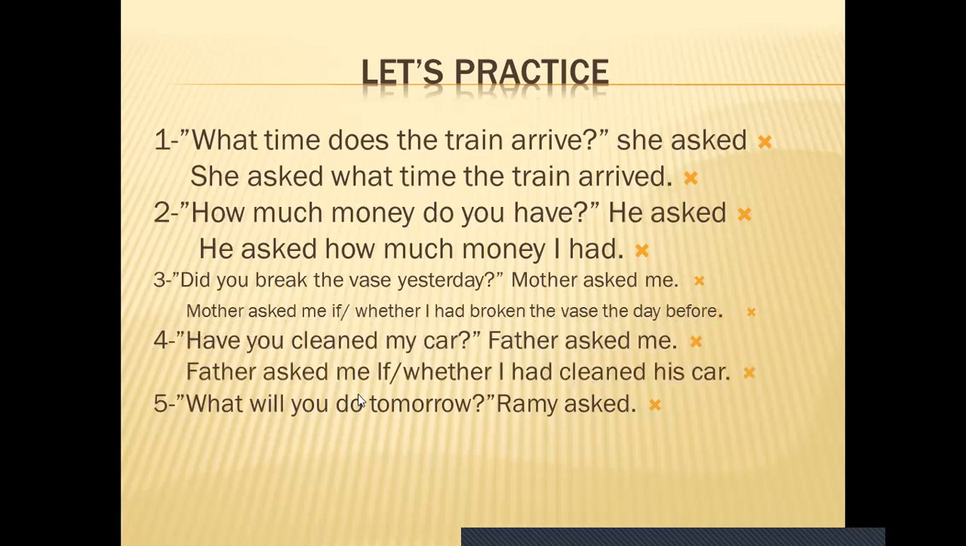Yes, father asked me, and we don't have WH question, so we are going to replace it with if or whether. And he asked me, so it will be I. Okay, you means I. The tense here is cleaned only. No, it is have cleaned, so it will be had cleaned. And here father means his car. If it is mother, it means her car. My sister, her car. My brother, his car. Clear?